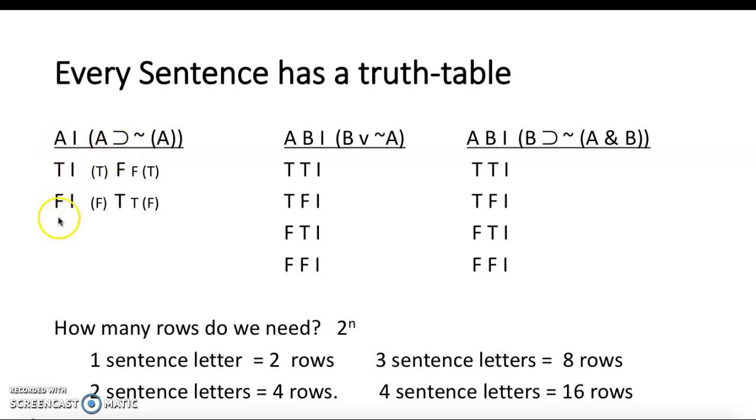Whenever A is false, so here we have false under A and false under A, we know that not A is going to be true.